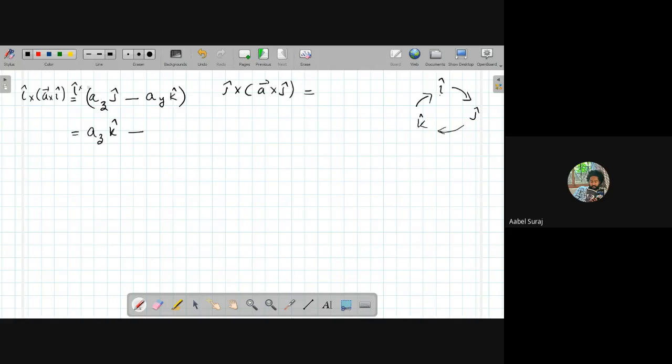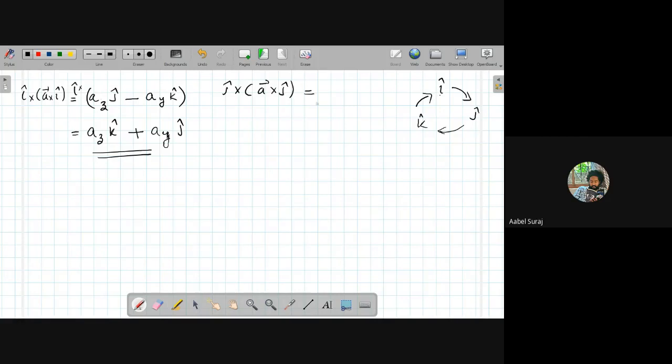So here, ay into i cross k. i cross k is the opposite direction, so it will be minus j. This minus and minus will cancel. So this is i cross a cross i: az k plus ay j.